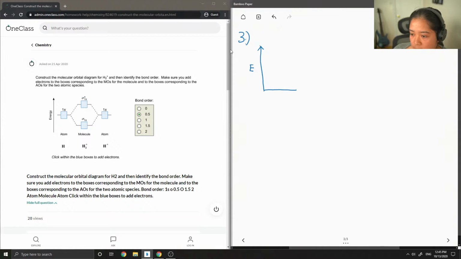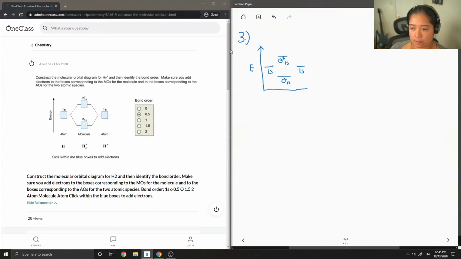Okay, so first you draw the different atomic orbitals. So you always start off with 1s for this hydrogen species. And since there's 2 of them, I'm going to write them on either side. And then when there's hybridization, you have your sigma 1s, and then your sigma star 1s. So this is bonding and anti-bonding.